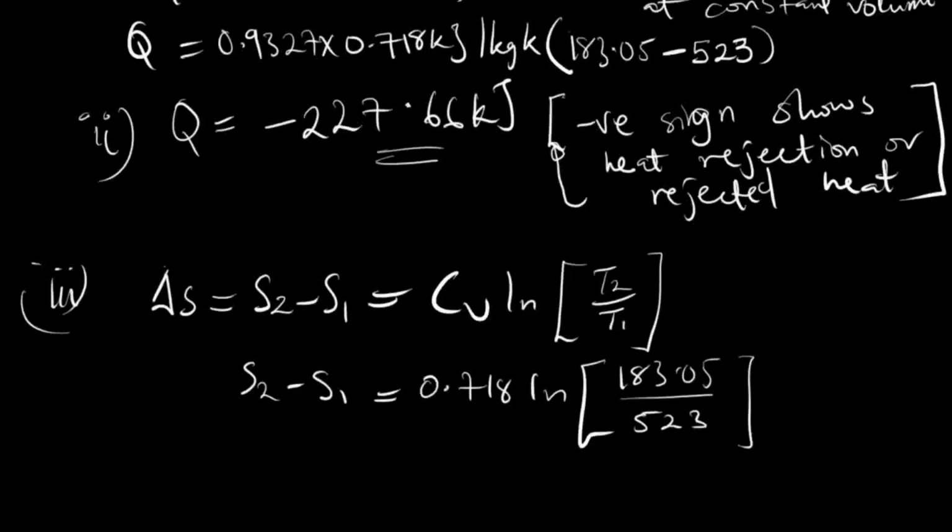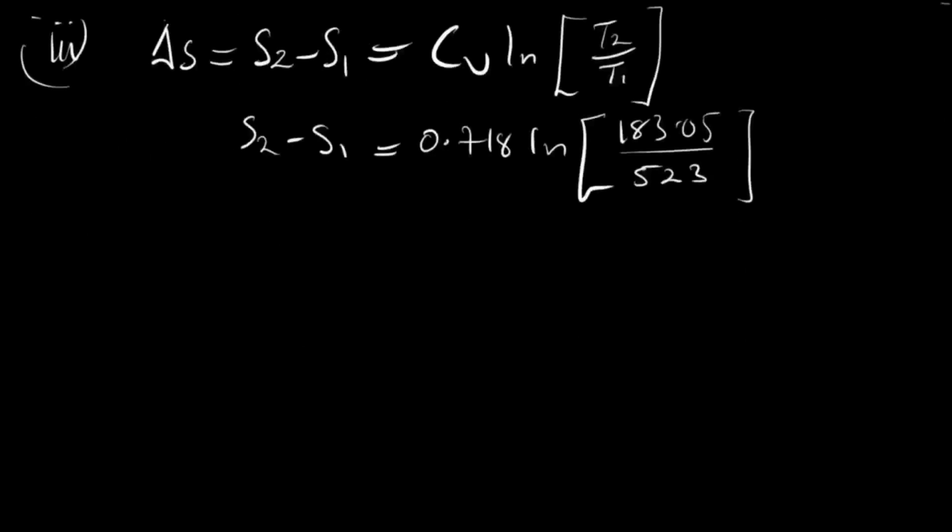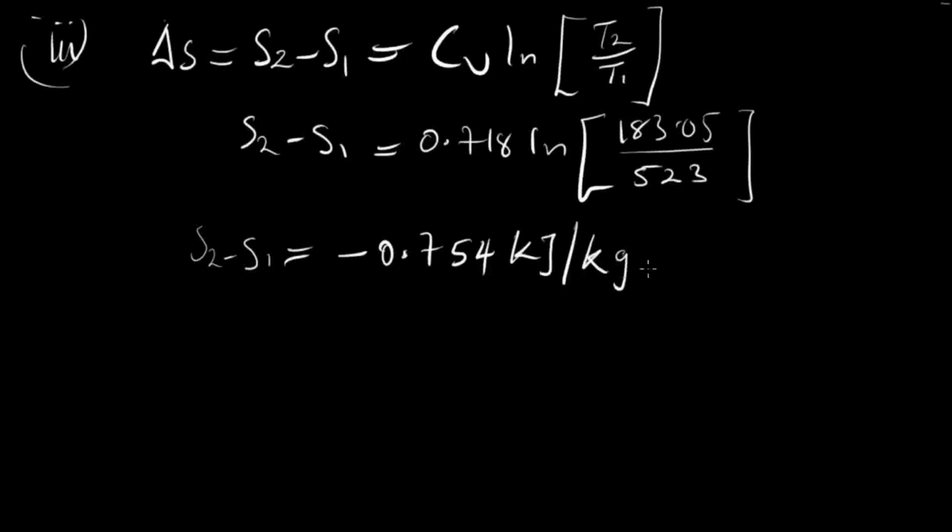Finally, S2 minus S1 will give us minus 0.754 kilojoule per kilogram Kelvin. That's what it will give us.